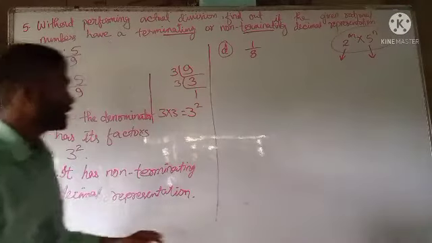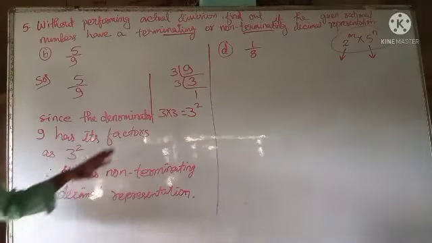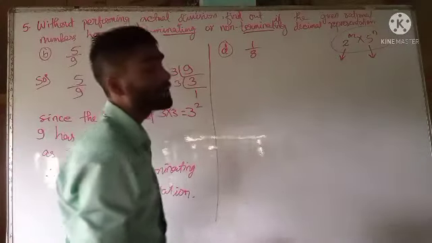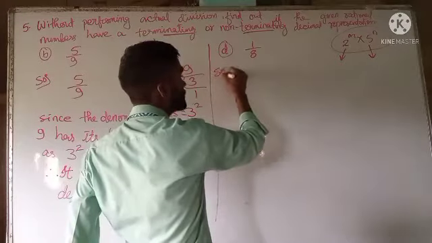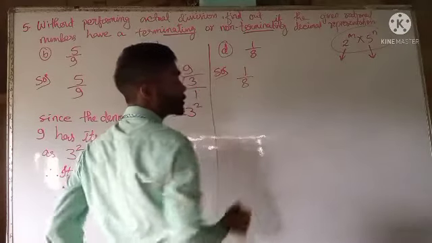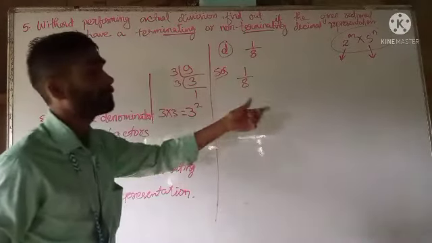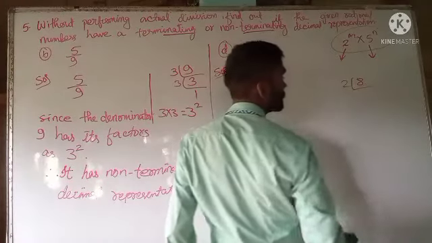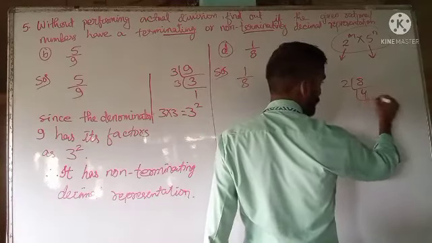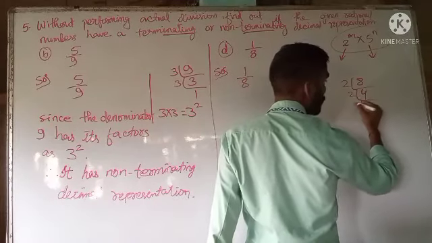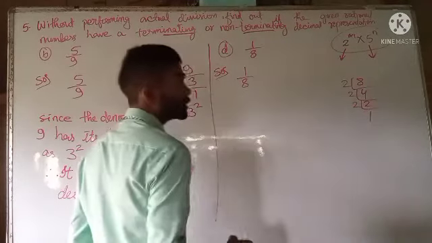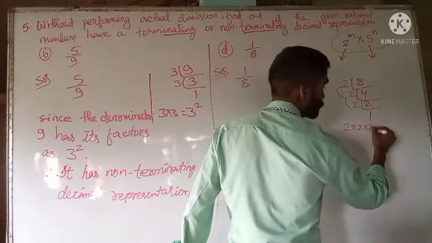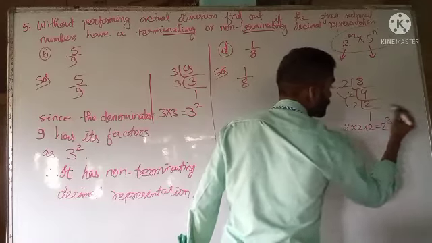In the same way we can find option D also, that is 1 by 8. The denominator here is 8. We will find the factors of this 8. First it is divisible by 2, so divided by 2, 2 times 4 is 8, again 2, 2 times 2 is 4, again 2, 1. So we got 2 into 2 into 2, that is equal to 2 to the power 3.